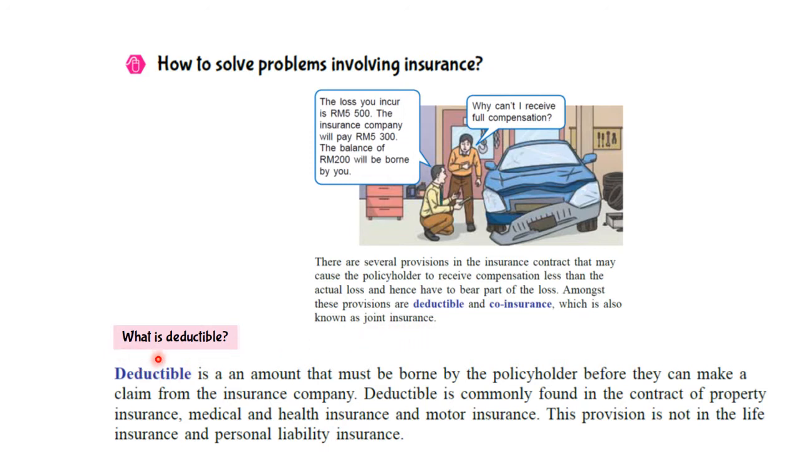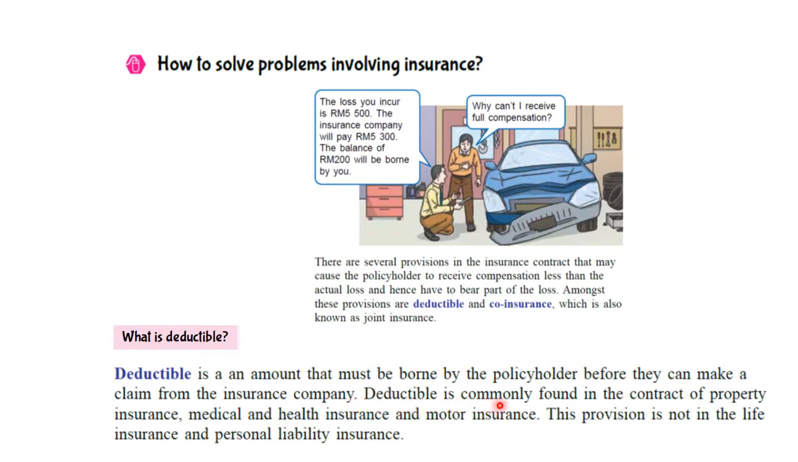So deductible comes from the word deduct, minus. So deductible is an amount that must be borne by the policyholder. The policyholder must pay some amount of money first before they can make a claim from the insurance company.